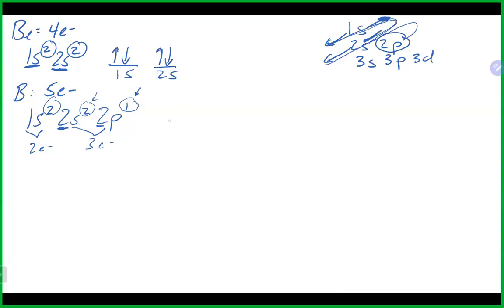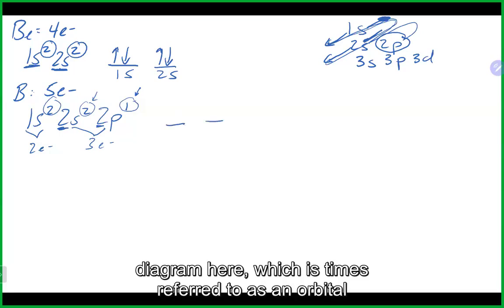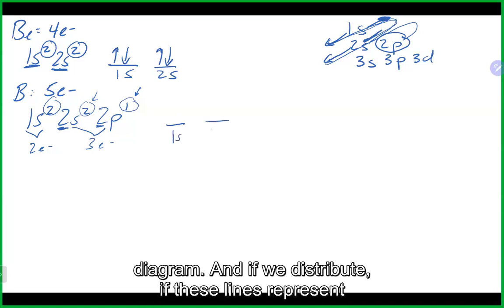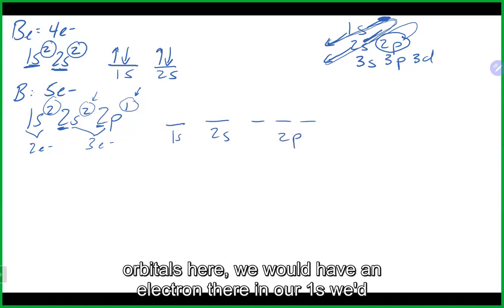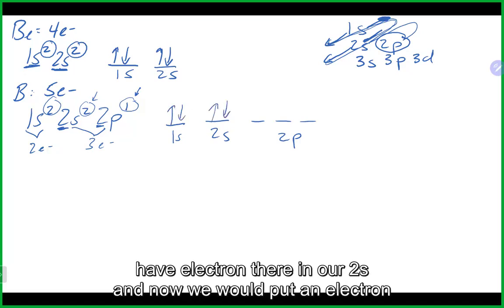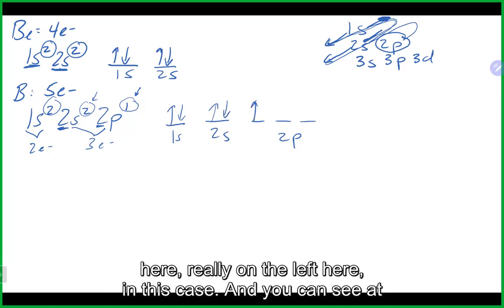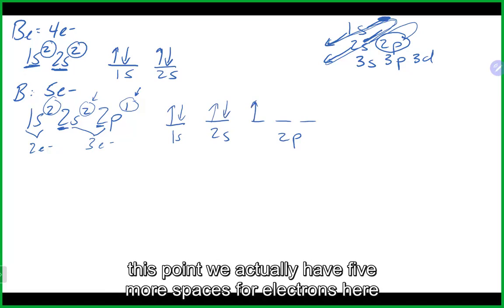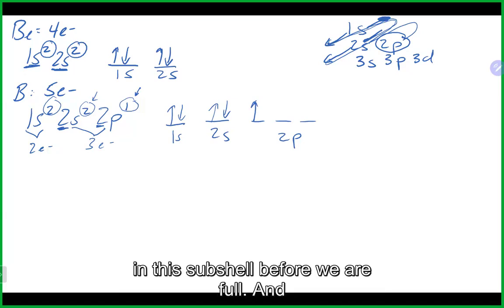Now again, diagram here, which is sometimes referred to as an orbital diagram. And if these lines represent orbitals here, we would have an electron there in our 1s, we'd have an electron there in our 2s, and now we would put an electron here, really on the left here in this case. And you can see at this point, we actually have 5 more spaces for electrons here in this subshell before we are full.